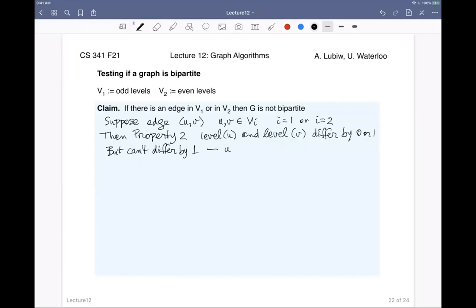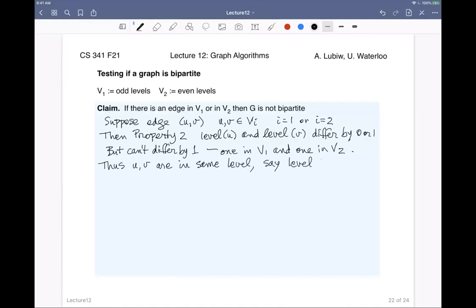I guess I don't want to explicitly say which one is in which set because I never did identify that, but we would have one in V1 and one in V2. Okay, that's not possible. So we know that U and V are in the same level. And let's suppose that that is level K.